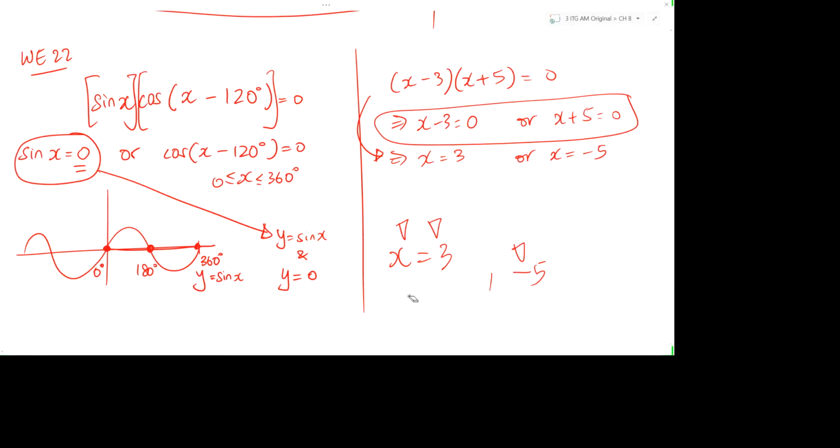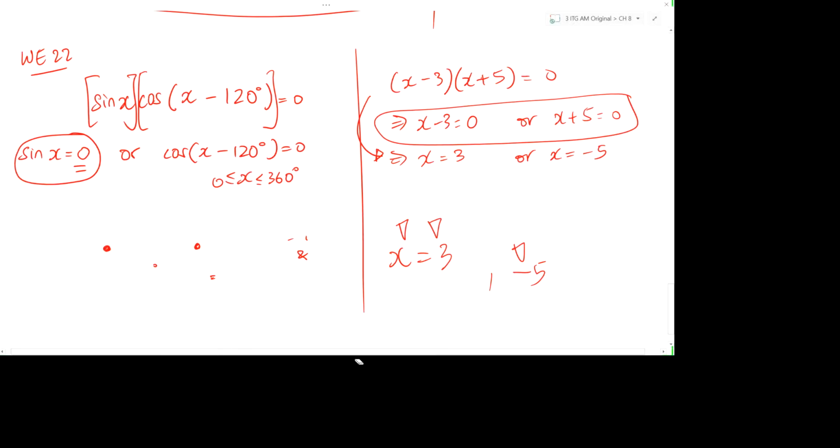So based on the first portion, based on the first one, we get over here x equals to 0, 180, and 360 degrees. Okay? First part, 3 answers already. Then we have a second portion.